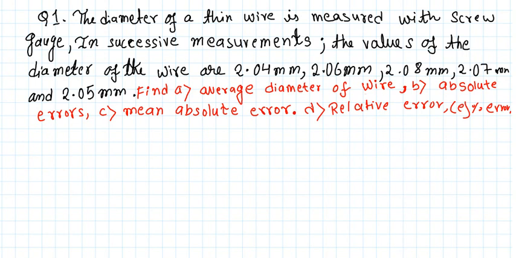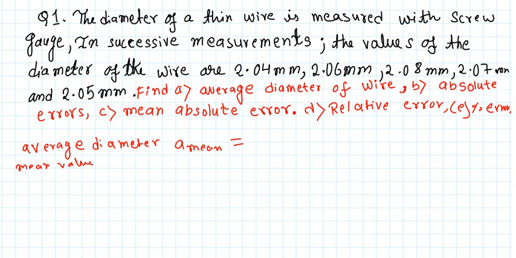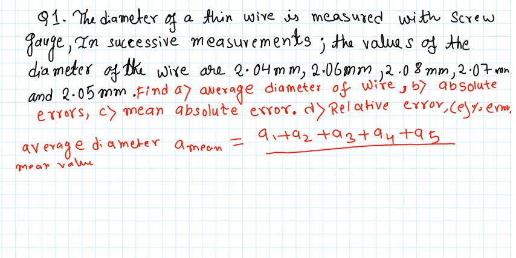So we have to just take the mean or average of these measured values. The average diameter and mean value are the same term. So A mean will be equal to the sum of the measurements, 1, 2, 3, 4, 5, upon the number of measurements, that is 5.